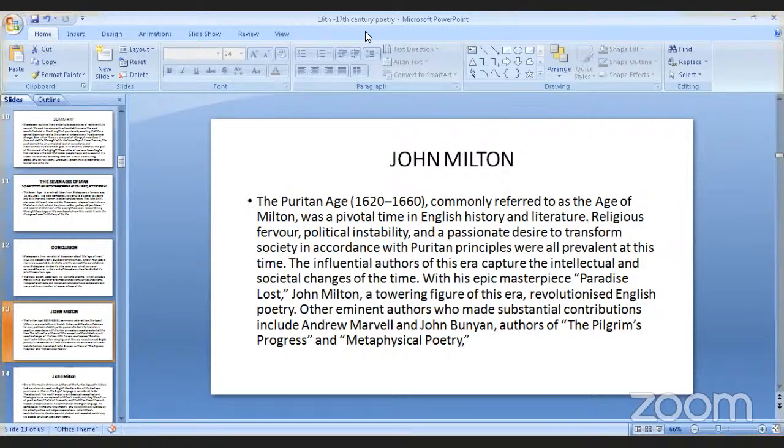Now, the influential authors of this era capture the intellectual and societal changes of the time. With his epic masterpiece, Paradise Lost, John Milton, a towering figure of this era, revolutionized English poetry. Other eminent authors who made substantial contributions include Andrew Marvell and John Bunyan, author of The Pilgrim's Progress, and metaphysical poetry.